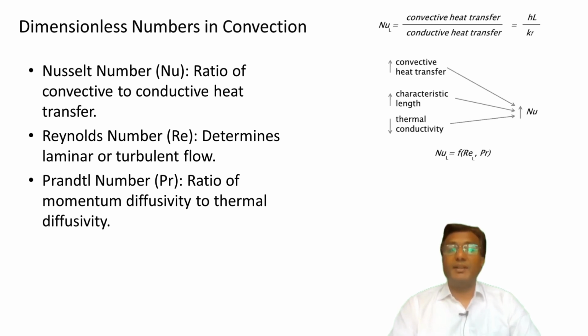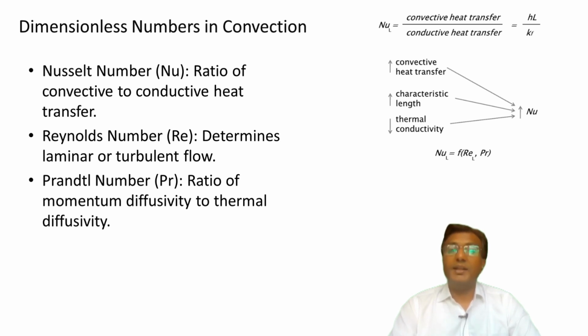Dimensionless numbers are essential for analyzing convection heat transfer. The Nusselt number represents the ratio of convective to conductive heat transfer across the boundary layer. It is defined by Nu = hL/k, where h is the convective heat transfer coefficient, L is the characteristic length, and k is the fluid's thermal conductivity. A higher Nusselt number indicates stronger convection.